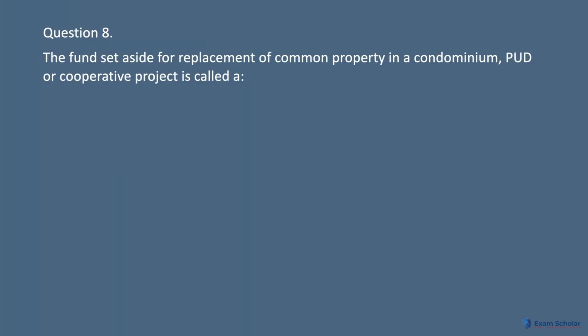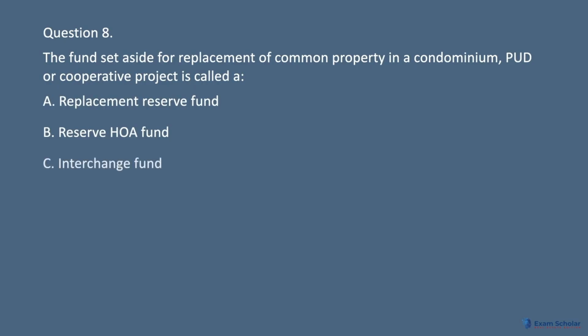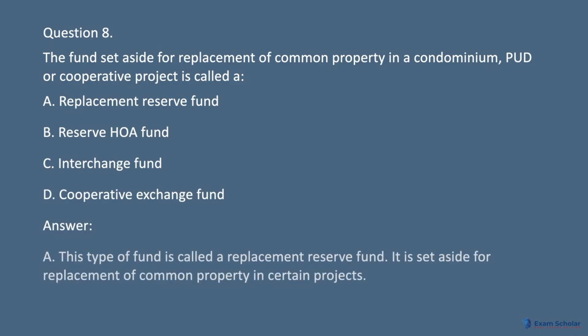Question 8. The fund set aside for replacement of common property in a condominium, PUD or cooperative project is called A. Replacement Reserve Fund. B. Reserve HOA Fund. C. Interchange Fund. D. Cooperative Exchange Fund. Answer: A. This type of fund is called a replacement reserve fund. It is set aside for replacement of common property in certain projects.